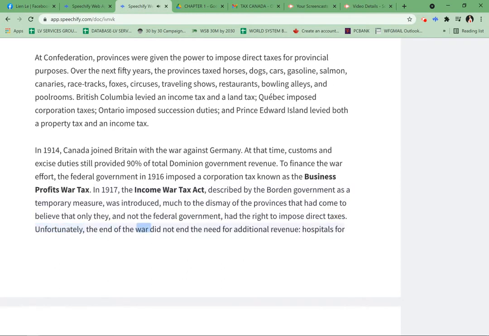Unfortunately, the end of the war did not end the need for additional revenue. Hospitals for the wounded, homes for the permanently disabled, and pensions for veterans all had to be funded. In addition, the railway that the government had acquired as a result of the war now had to be operated on a much larger scale in order to better serve the national economy. As a result, the new taxes remained in place.